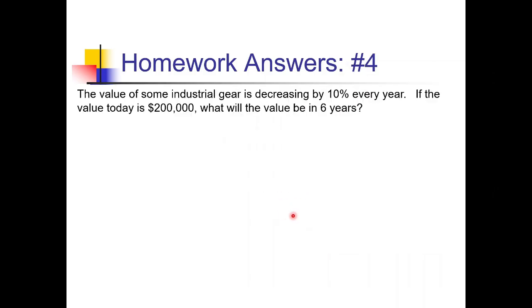and that comes out to about $75.56. For this problem, we're told that the value of some industrial gear is decreasing by 10% every year. If the value today is 200,000, which is a lot, what will the value be in 6 years? All right, we have some exponential decay going on because we're decreasing that percentage. So we'll use our decay form, a times 1 minus r to the t power.